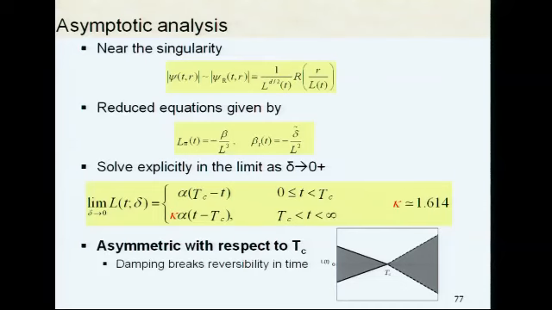Before the singularity, the limit of L, as delta goes to 0, goes to this alpha Tc minus T, the width of the initial condition. This is just by continuity. After the singularity, you go again to this alpha T minus Tc, but multiplied by some constant kappa, which is 1.614, whatever. It's not the golden ratio, I checked. It's very close to it, but it's not.